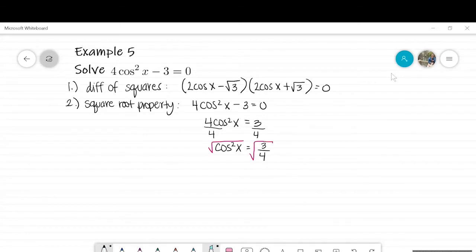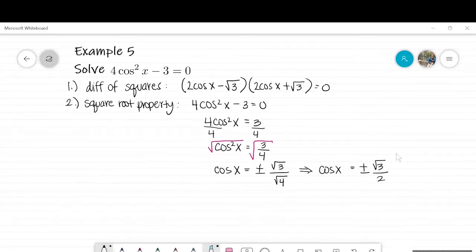Okay, so on the left, that gives us just cosine x. On the right, because we introduced the square root, we've got plus or minus square root 3 over square root 4, which means we've got cosine x is plus or minus square root 3 over 2, okay? So this is the one I'm going to operate off of. If you chose to do the difference of squares, you would end up with the same exact answers. So it's totally up to you how you proceed.